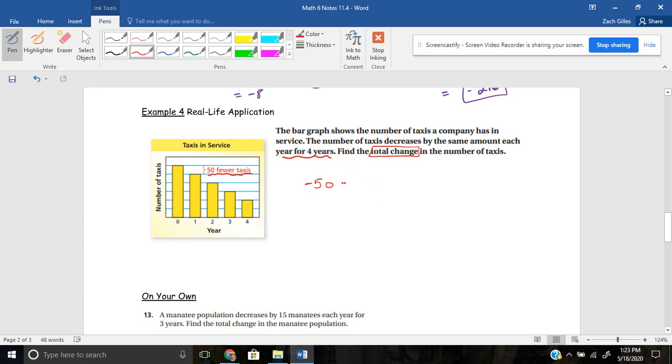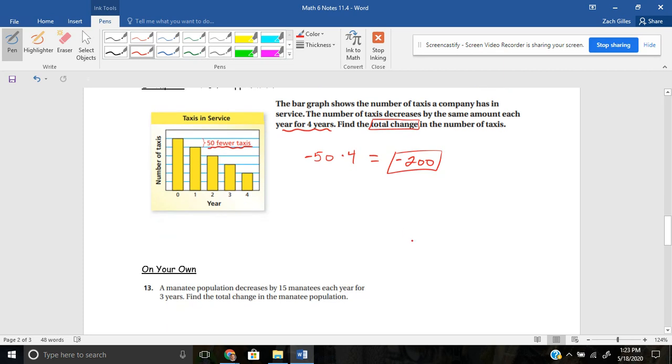times the number of years, which was 4 years. Okay, so 50 times 4 will give me 200, and then they have different signs. This one is negative, this one's positive, so that gives me a negative answer. And what does that represent? Well, that represents that there are 200 fewer taxis in 4 years.